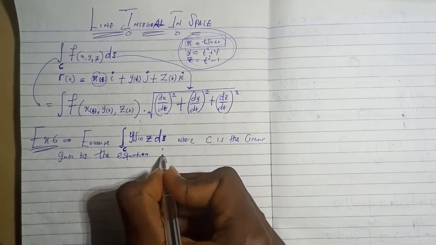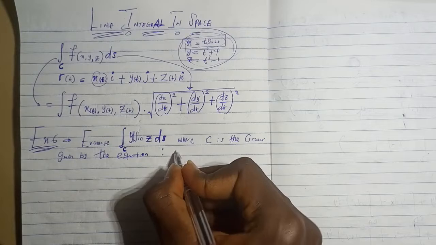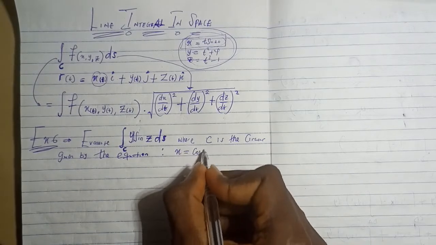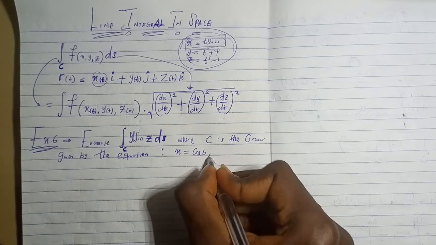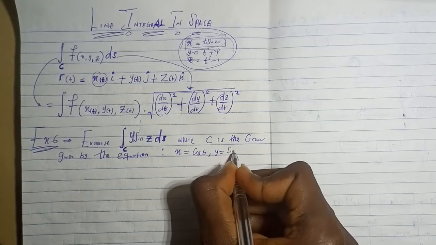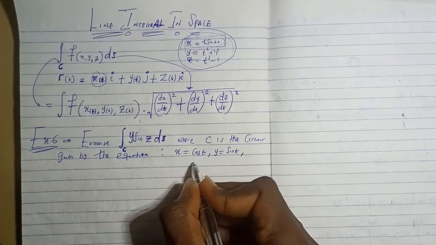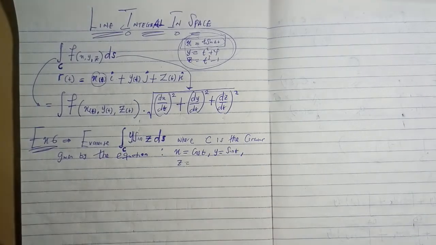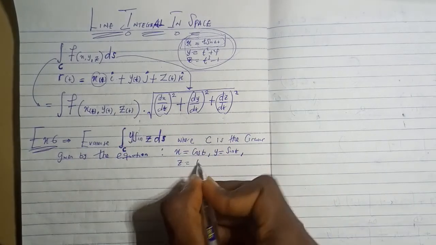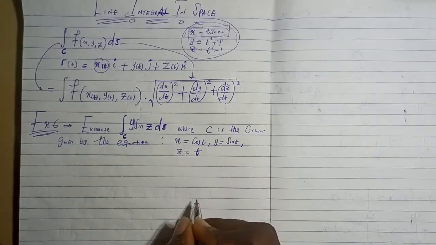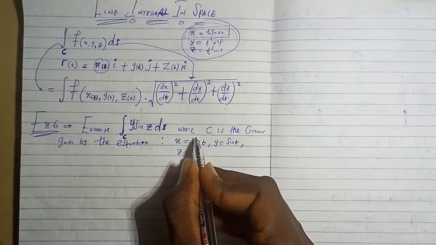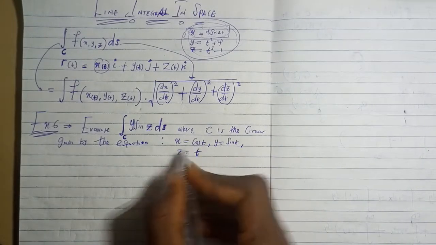But from what is given, you will know that it is parametric. Now we are given x to be equal to cos t in that question. Then we are also given y to be equal to sin t. And then finally, z is given to us as t. So you should know what to do from here. What do I need? x is cos t, y is sin t, and z is t.